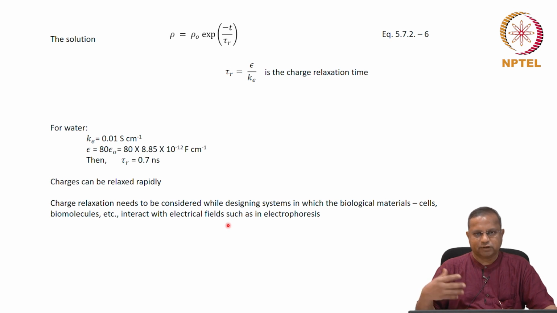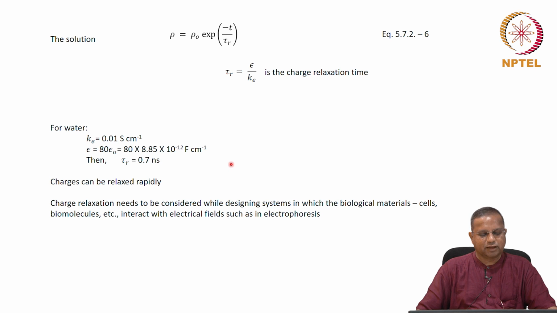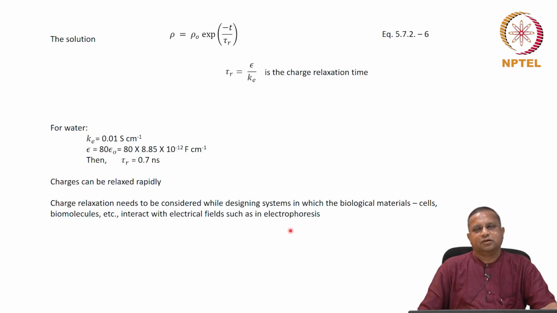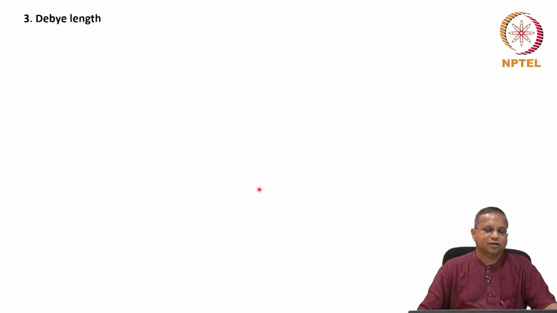So electron neutrality, so no field is set up by the solution, that's a very essential thing, and charge relaxation. You cannot keep on adding charges to expect some manipulations in the dynamic aspects because charges are relaxed very rapidly. So those were two principles. We said three. The third one is called Debye length.